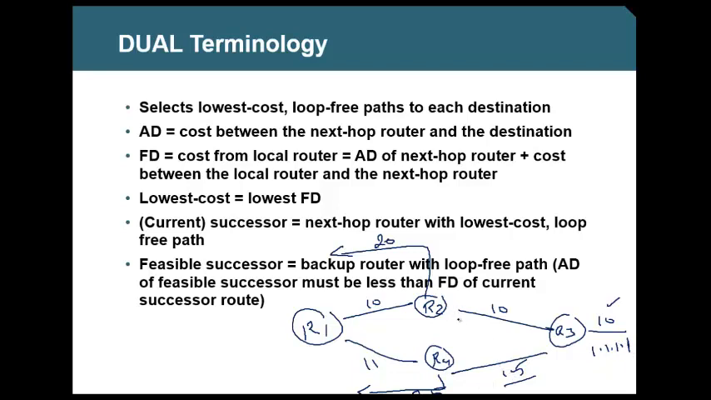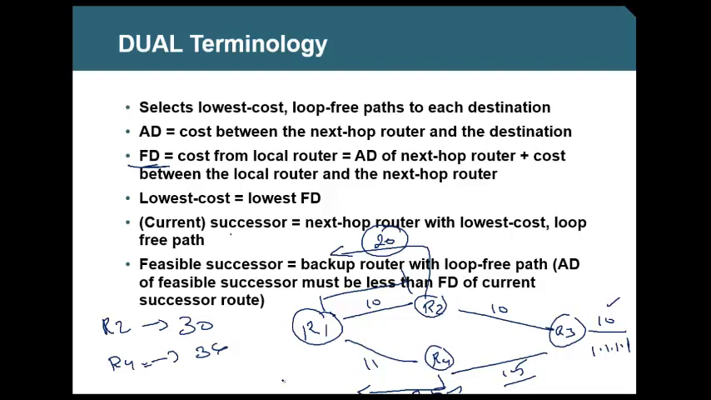Okay. Now, what is the successor value, or what is the feasible distance? Feasible distance is nothing but the advertised distance plus the metric between R1 and R2, which is 30. Via R2 it is 30. Via R4 it is 25 plus 11, which is 36.